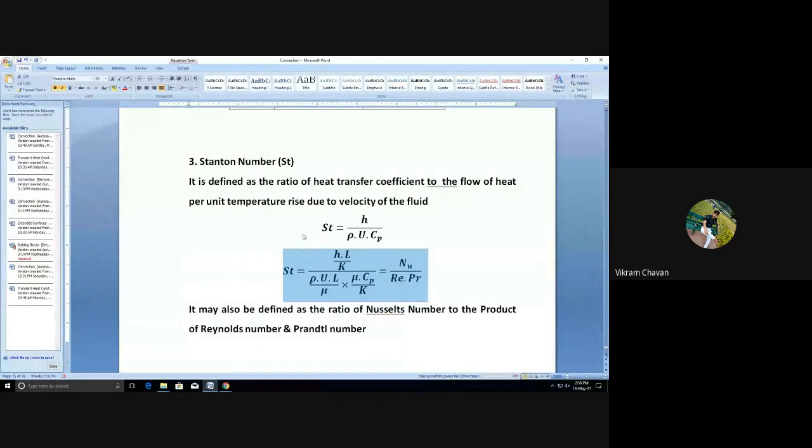So mathematically, the Stanton number is equal to H divided by rho multiplied by U multiplied by Cp. And also it can be represented as the Stanton number equal to Nusselt number divided by Reynolds number multiplied by Prandtl number. If you want to formulate this, you can write HL divided by K whole divided by rho UL divided by mu multiplied by mu Cp divided by K.